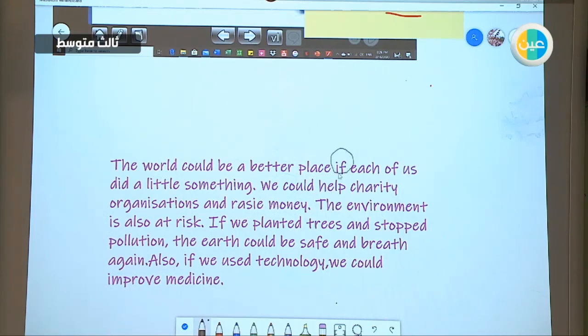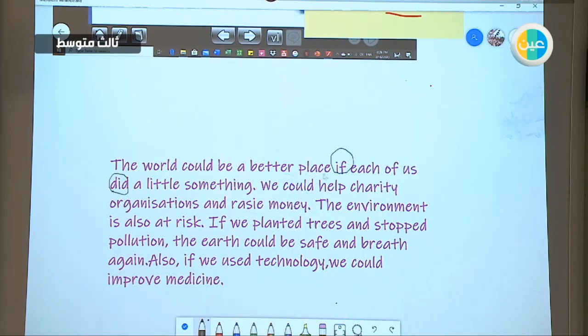So there is "if" here. The verb, as we mentioned before, after "if" or an "if" clause should be in the past tense. So where's the verb here? Each of us did a little something. So there is the verb.